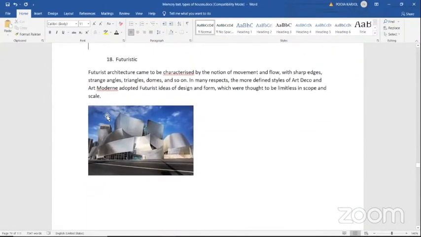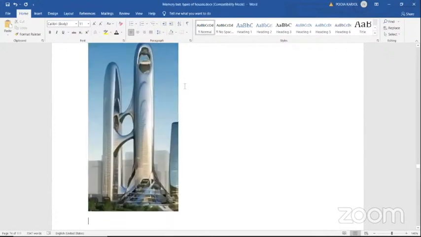Futuristic is sharp edges, strange angles, triangles, domes, and so on. There is not a specific type, actually, but futuristic is something we have not encountered till now. So any future planning which is unusual can be categorized under futuristic.